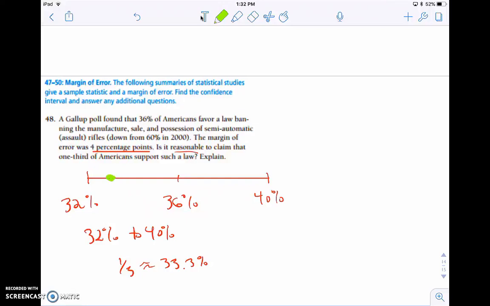It's reasonable to claim that 1/3 of Americans would support such a law based off of our statistical analysis and this poll. So that's a look at Unit 5A.